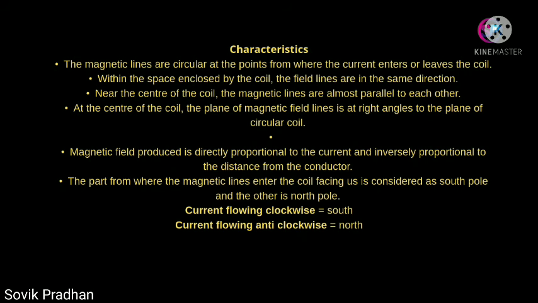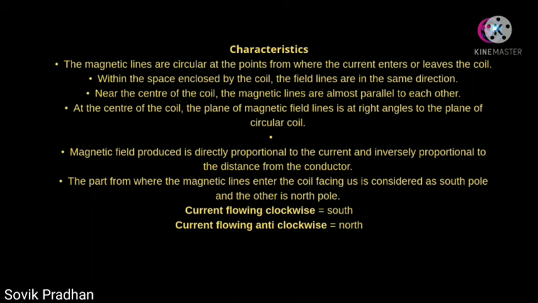Now, let's see the characteristics. Magnetic lines are circular at the point from where the current enters or leaves the coil. Within the space enclosed by the coil, the field lines are in the same direction. Near the center of the coil, the magnetic lines are almost parallel to each other. At the center of the coil, the plane of the magnetic field lines is at right angle to the plane of the circular coil. Magnetic field produced is directly proportional to the current and inversely proportional to the distance from the conductor.